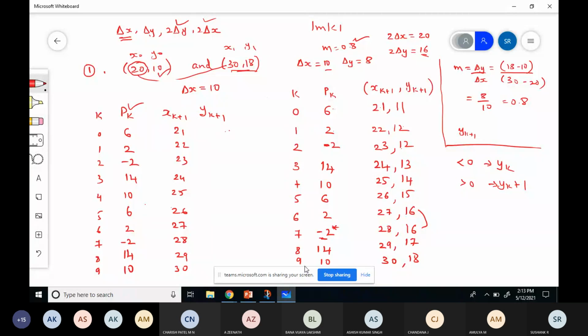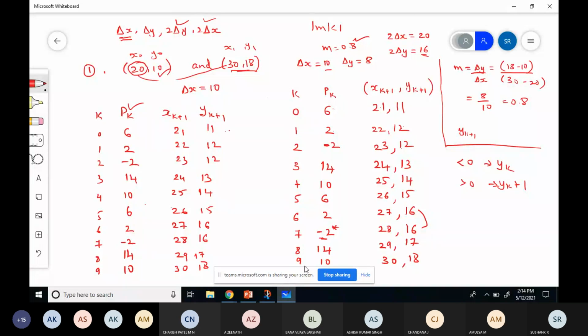So positive means increase it by 1 only. Initially it was 20, 10. 10 will become 11, 12. But when it is negative, keep the previous number as it is, 12. So again 14. 14 means positive. So 13, 14, 15, 16. Again negative. Negative means keep the previous number as it is. After that 17, 18. So this is one trivial way to remember the plots; without any calculations also you can do this.